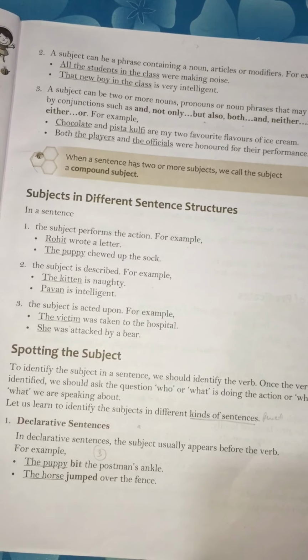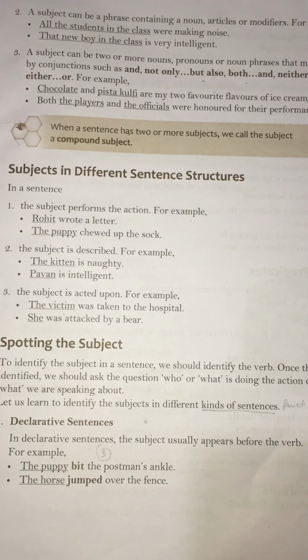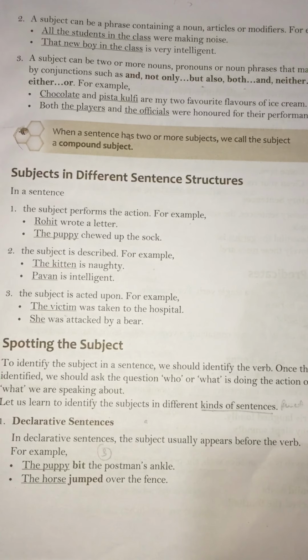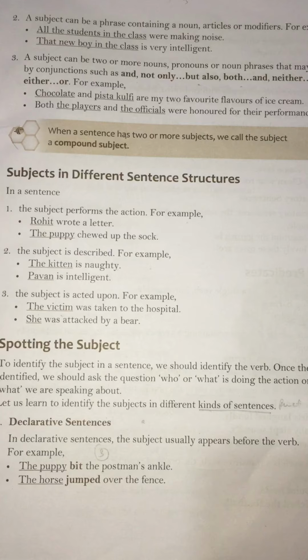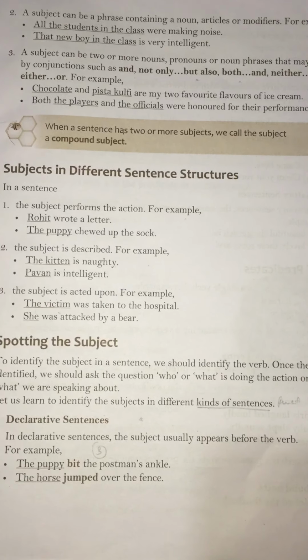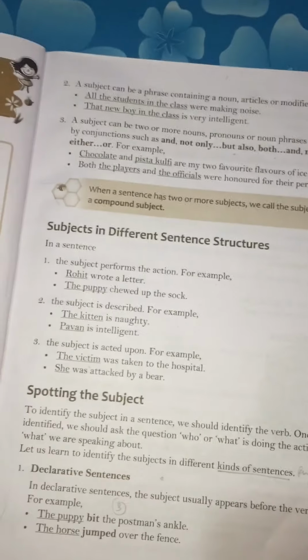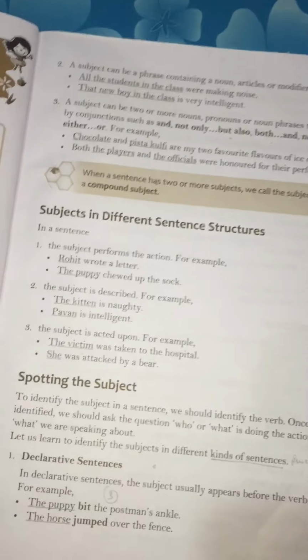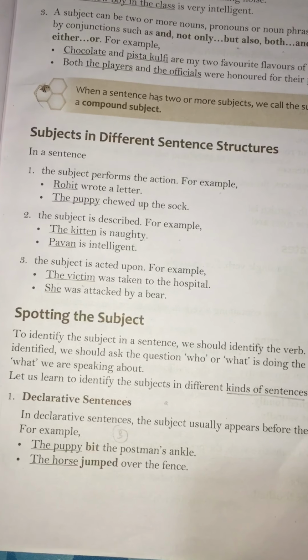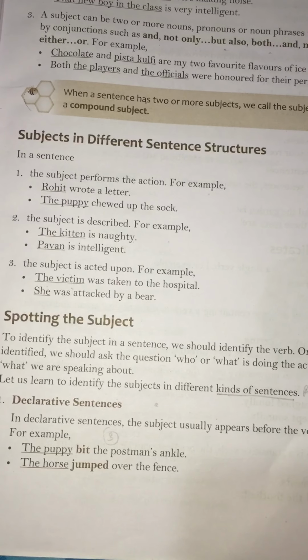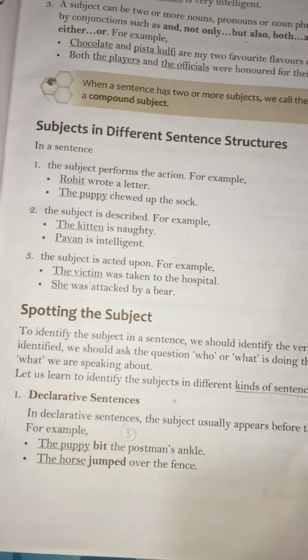So this is the first kind of sentence, declarative sentence. In a declarative sentence, the subject usually appears before the verb. For example, the puppy bit the postman's ankle. So what do you understand by declarative sentence? A declarative sentence is the most common type of sentence in the English language, and it is written in the present tense and usually ends with a period. Normally the subject comes before the verb.